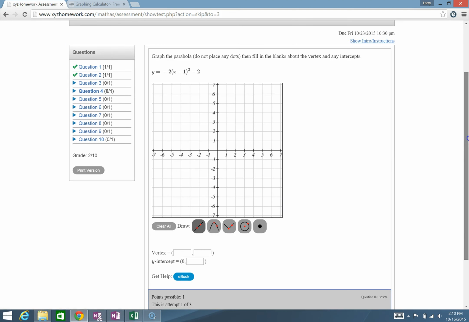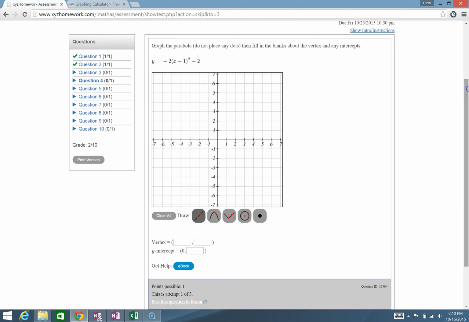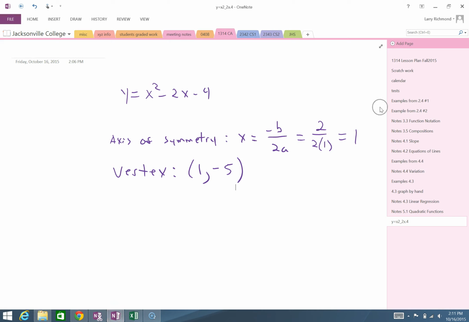All right. Now I'm looking at number 4. It says graph the parabola. Do not place any dots, then fill in the blanks about the vertex and any intercepts. Well, here we are in vertex form. Going back and looking at our notes.